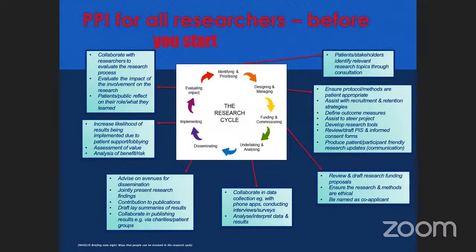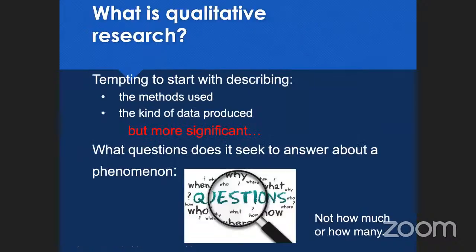So, public involvement can include all steps of the research process, including before we start with the research itself. This can be included in identifying any problem and prioritizing the issues, or even in designing and managing the analysis methods. We can include the public even in understanding or undertaking the analysis, and in the dissemination and implementation of the results.